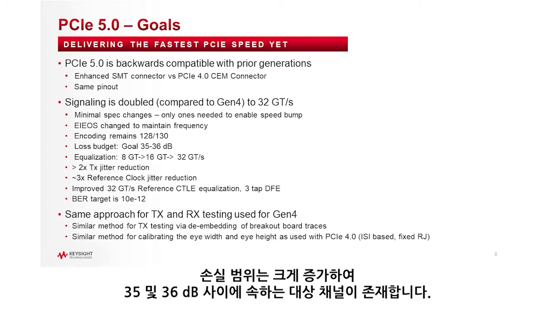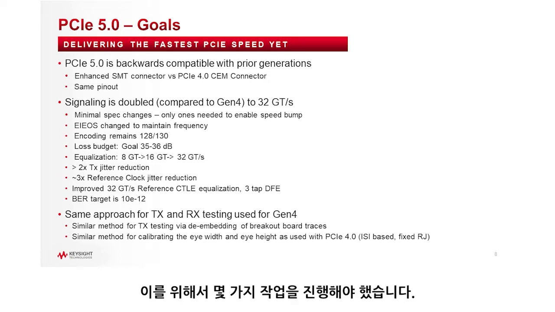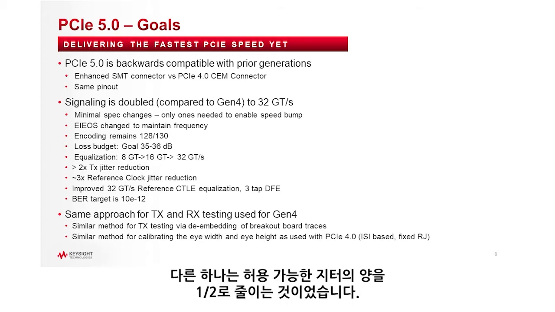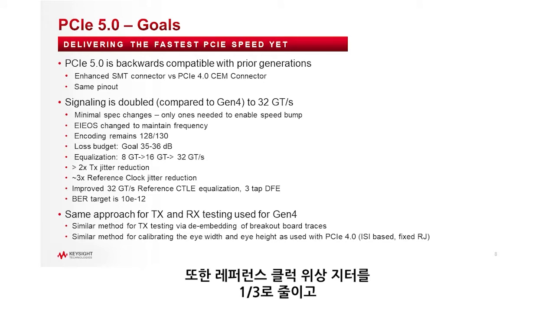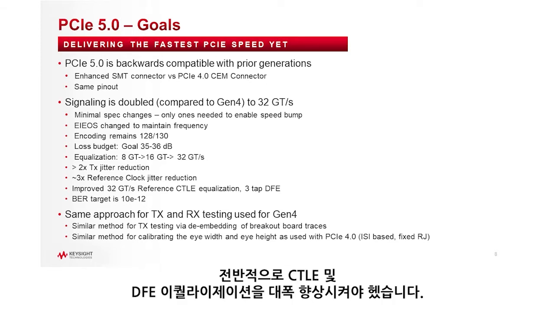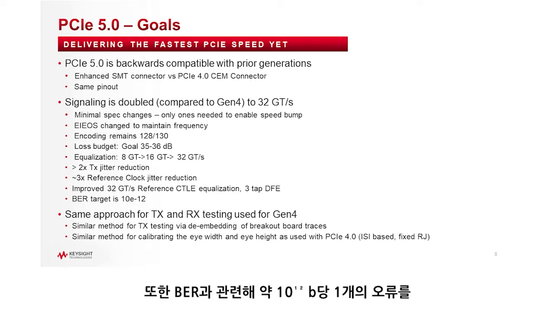The loss budget did substantially increase, so we now have a target channel between 35 and 36 dB. And to achieve that, we had to do a couple of things. One is extensive equalization. Another was reducing the amount of allowable jitter by a factor of 2. It's reducing the reference clock phase jitter by a factor of 3. And overall, we had to improve the CTLE and DFE equalization substantially.